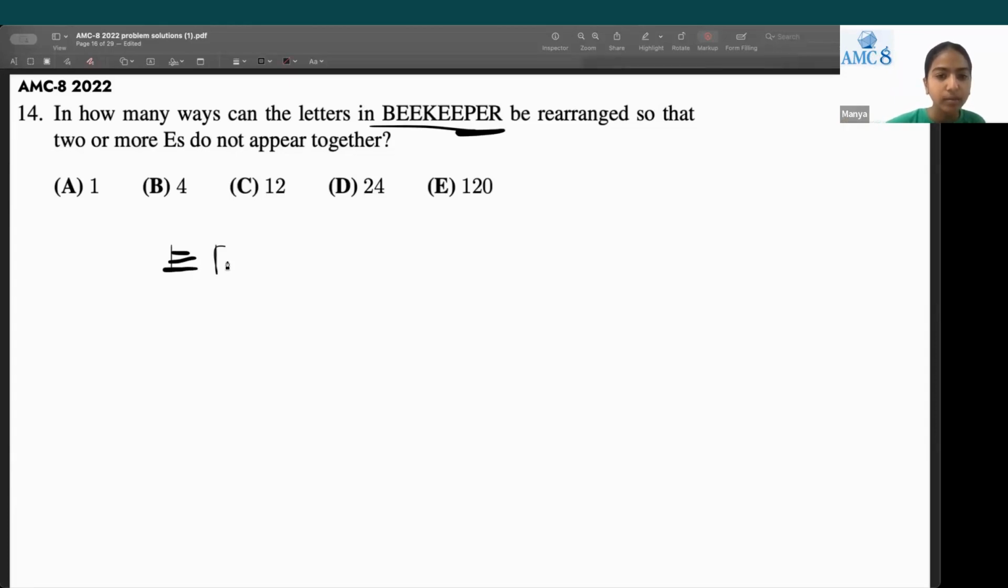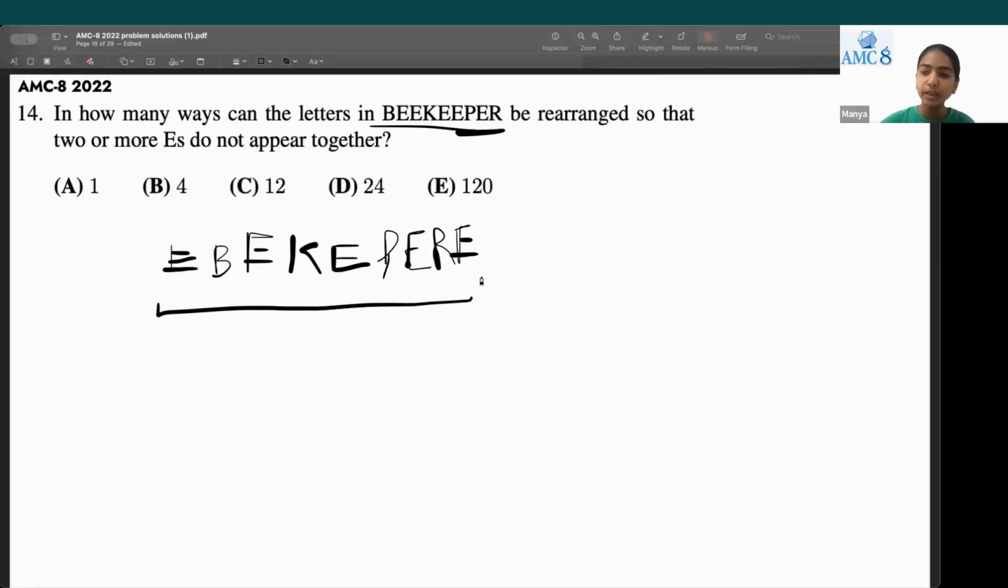We can do E, B, E, K, E, P, E, R, E. The 2 or more E's cannot appear together. So that means that each of the E's should be separated with a letter such as B, K, P, R. And so we got this. Then shouldn't that mean that there's only one possibility to arrange these?